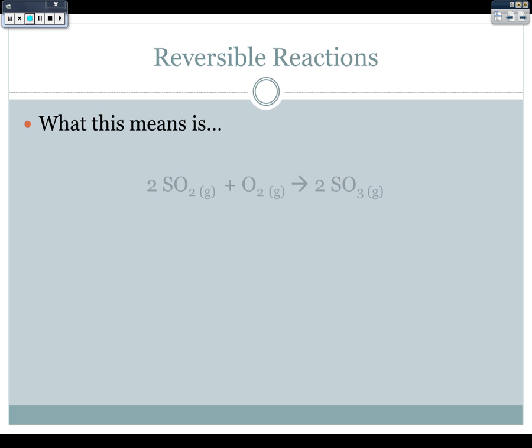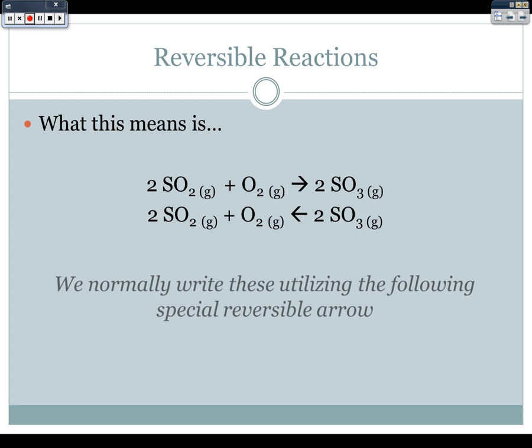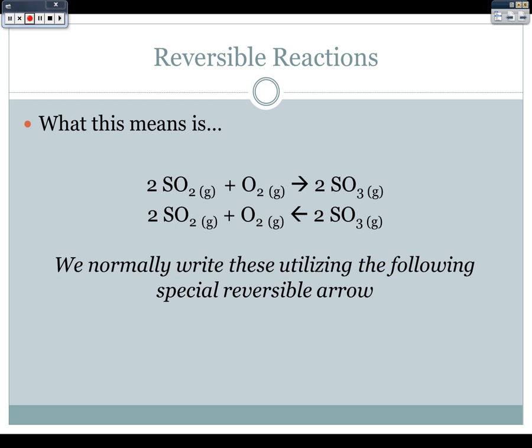So for example, we normally write SO2 plus O2 becoming SO3 in this direction, but what's actually going on is that we've got sulfur dioxide and oxygen making sulfur trioxide, but we also have some sulfur trioxide becoming sulfur dioxide and oxygen again. And so instead of writing these as two reactions, because that would just be ridiculous and a waste of time, we normally write these utilizing this following special reversible arrow.